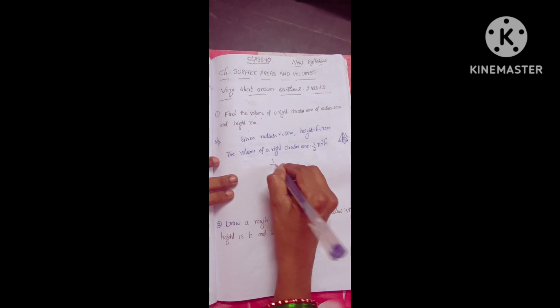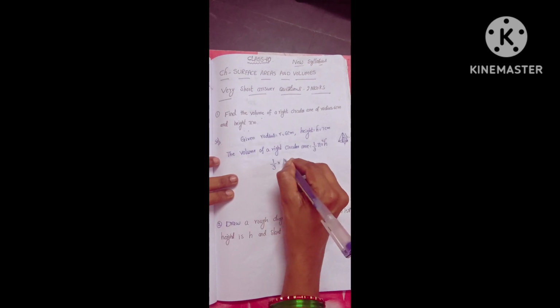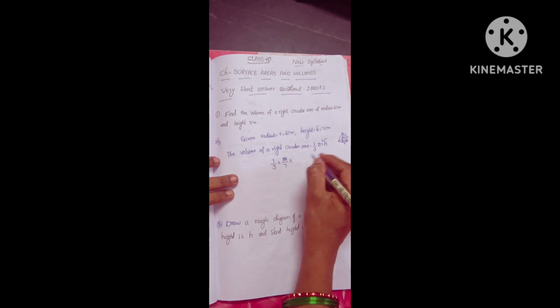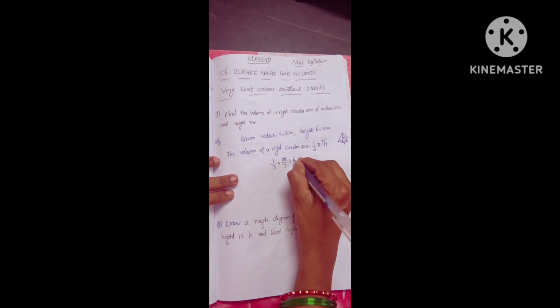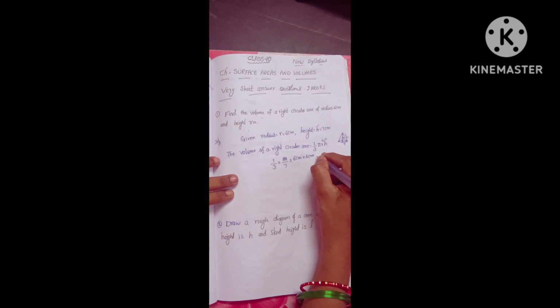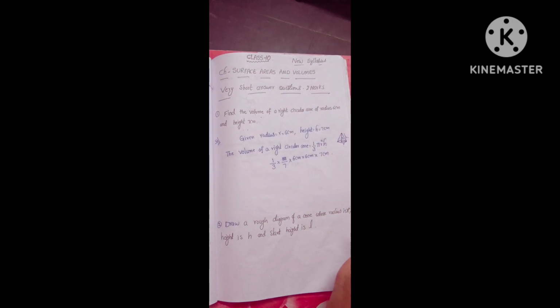Let's come to the formula. 1 by 3 as it is. The pi value you know very well. What is the pi value? 22 by 7. R means radius. What is the radius value here? 6 centimeters. R square means you can write 6 centimeters into 6 centimeters. And h means height. What is the height value? 7 centimeters. What I did here is simply write the information given in the question as a first step. Then what you have to find here is the volume of a right circular cone.